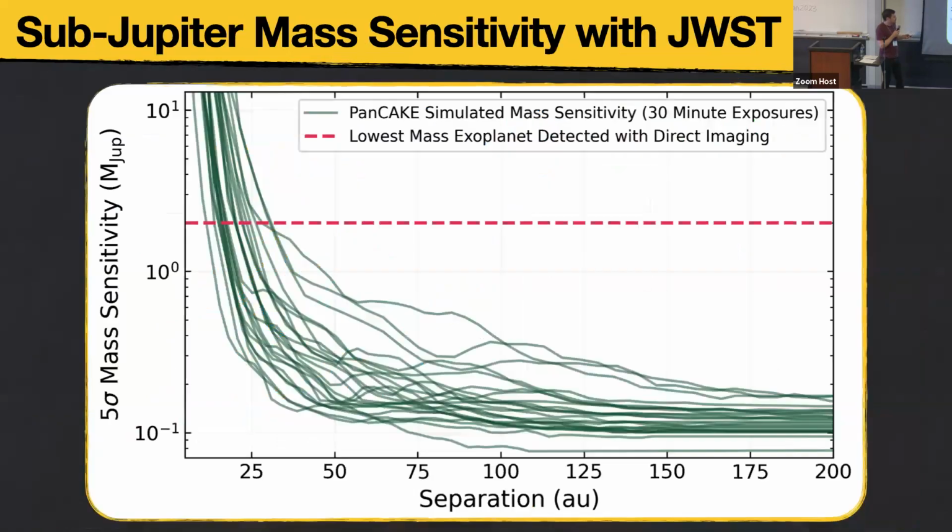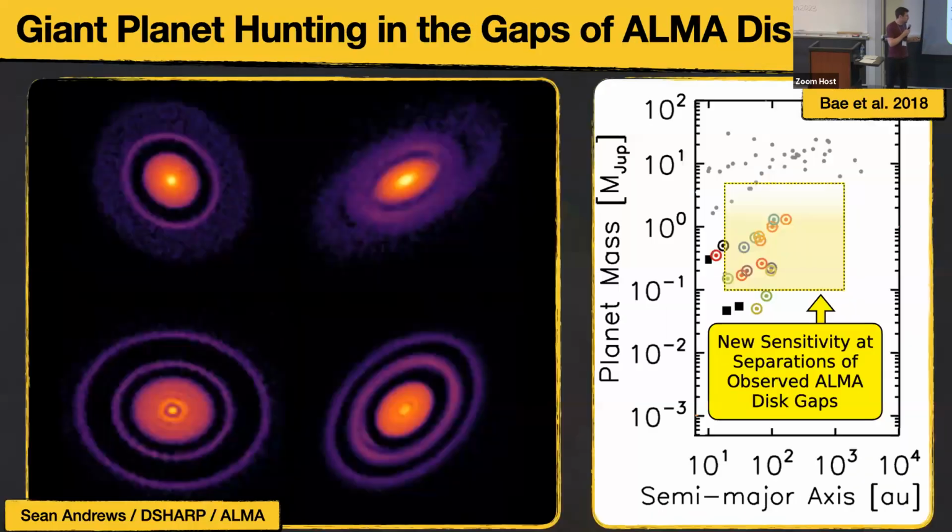So we can do this. Here, from some green lines, is just a collection of simulations of different stars that may be amenable to characterization and imaging of low mass planets. And you see in the red line, this is the lowest mass exoplanet we've detected with direct imaging. So really we're getting to an order of magnitude improvement in the sensitivity in terms of mass space. So it really is this opportunity, I think, of long-term timescales for JWST to start characterizing these objects.